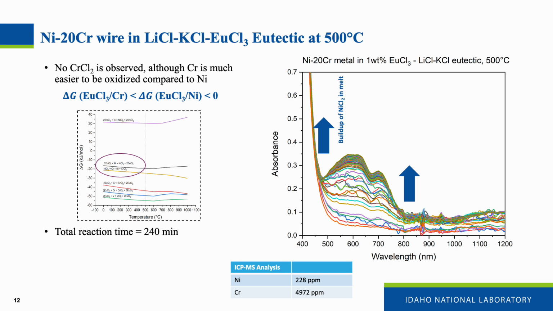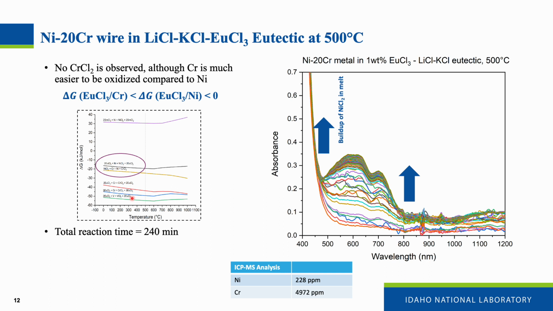So our experiments in the LiCl-KCl melt were very interesting with nickel. We wanted to see how it might affect a simple alloy like nickel 20 chrome, or what happens if there are more than one metals present. So we looked into nickel 20 chrome. In this case, we see buildup of nickel, but a little bit less than the case we saw for nickel. And to our surprise, we did not see any chromium here, although the delta G value for chromium is lower than nickel.